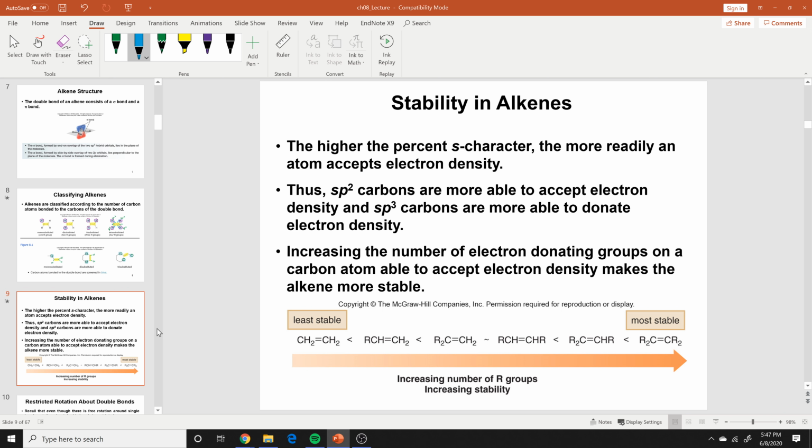And the reason why, because sp2 carbons, these are more able to accept electron density. What I mean by that is that they are more electronegative. And sp3 hybridized carbons are more able to donate electron density. This means that they are less electronegative.